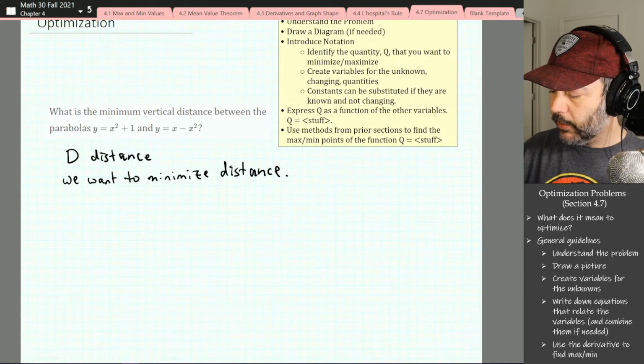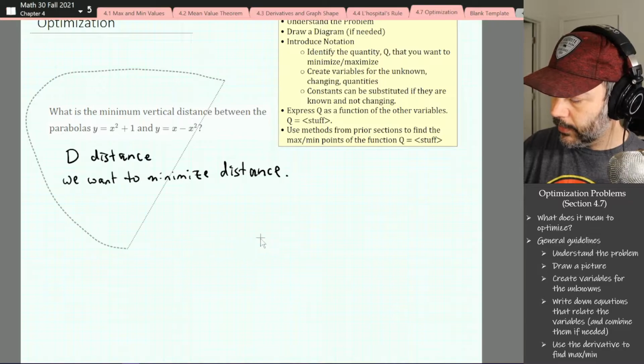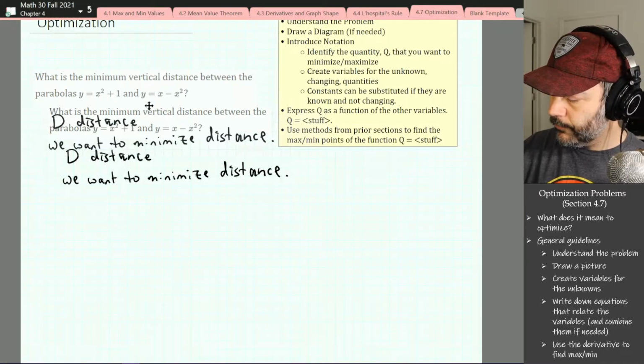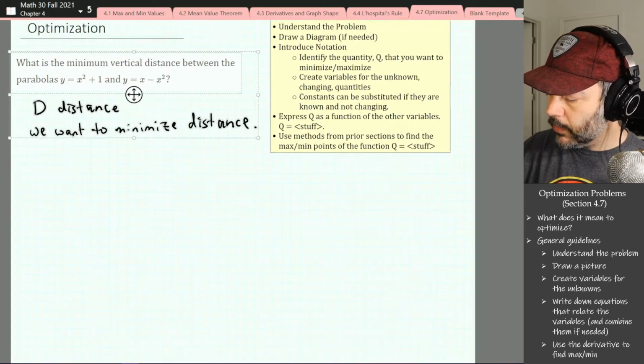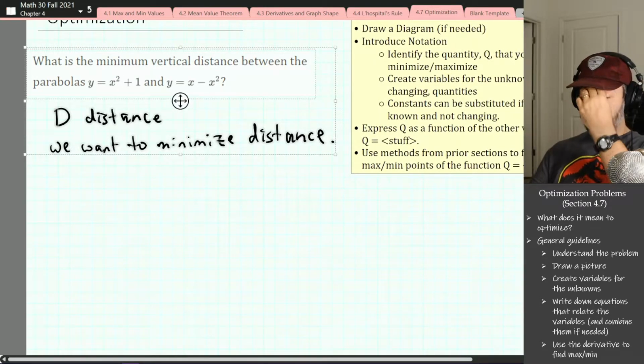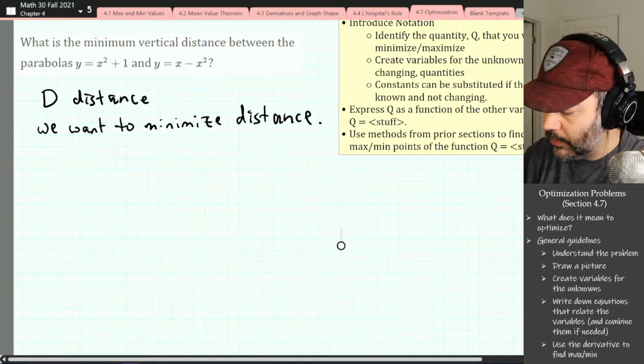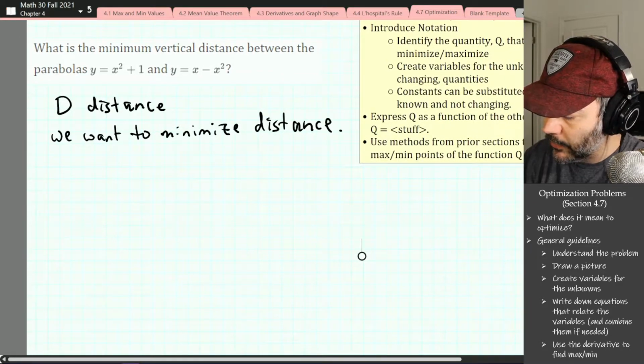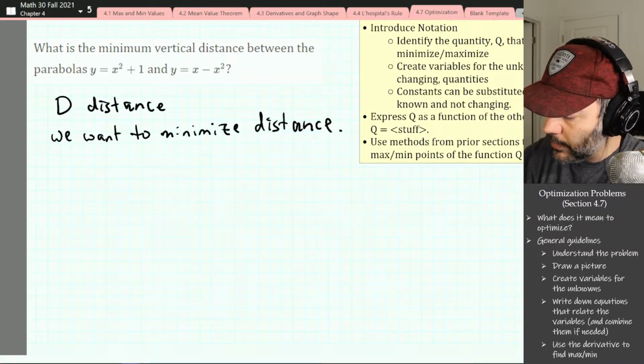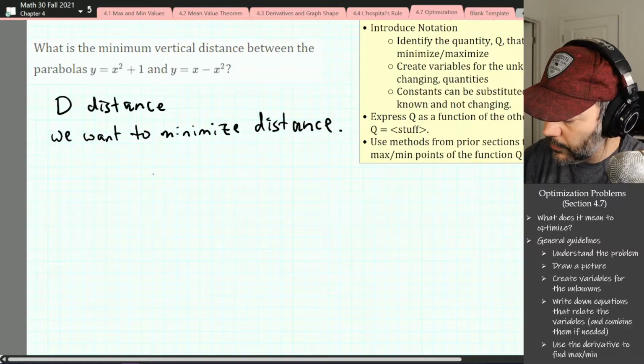What can really help with problems like this, and let me actually slide this up so we have a little room. Okay, that should be good. What can help with a problem like this is to graph the situation. So even if you were doing this by hand, you could think about, okay, what do these two graphs look like?